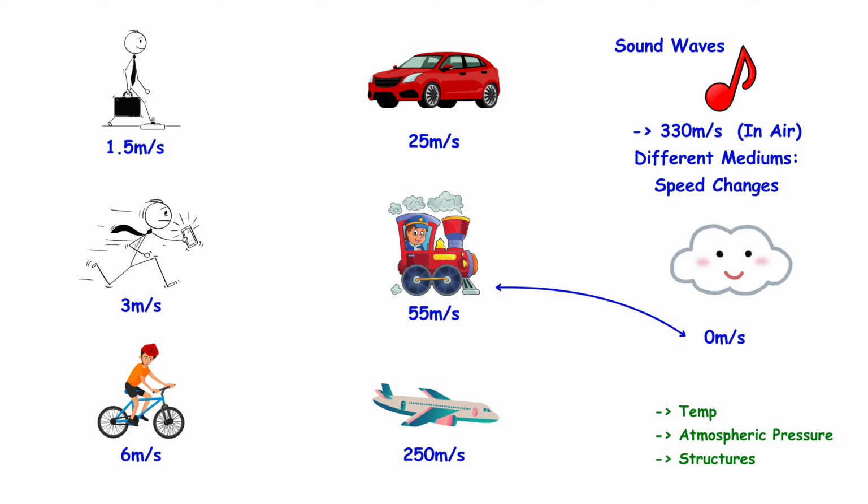Another relatable example is wind, which is essentially the movement of air particles. The speed of wind can range from nearly 0 meters per second on a calm, still day to much higher speeds that may exceed that of a train on a particularly windy day. Wind speed is influenced by factors such as temperature, atmospheric pressure, and the presence of structures like buildings or mountains that it flows around or over.